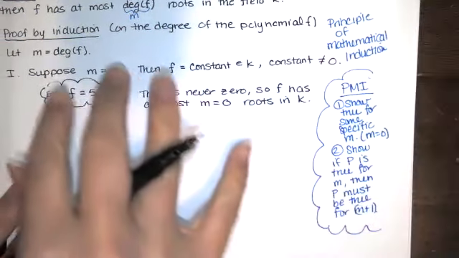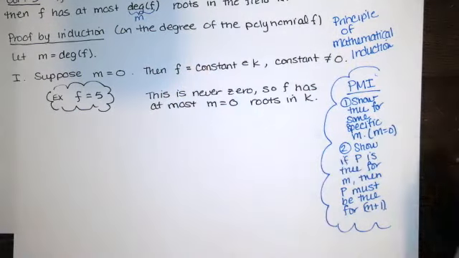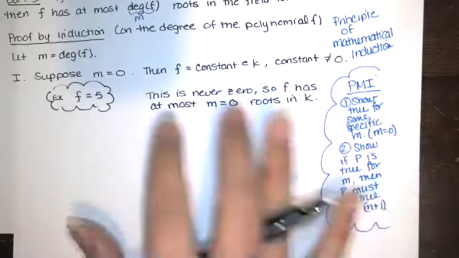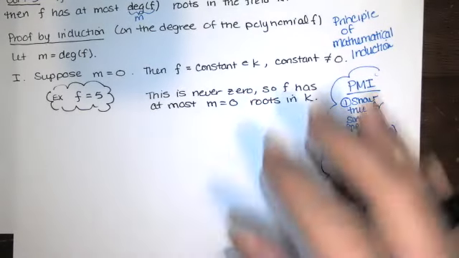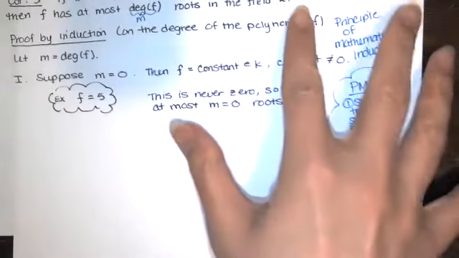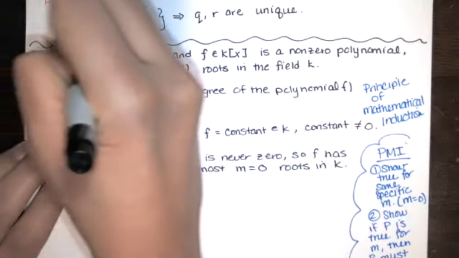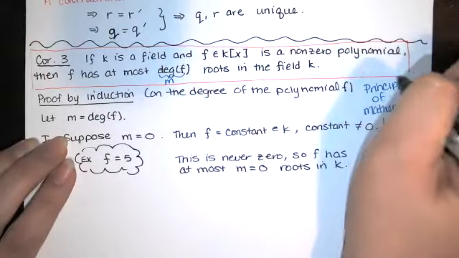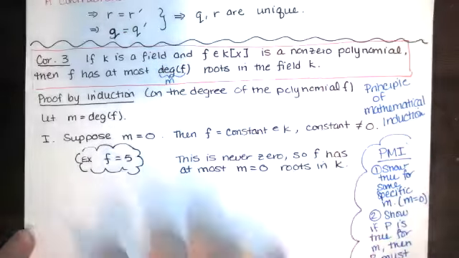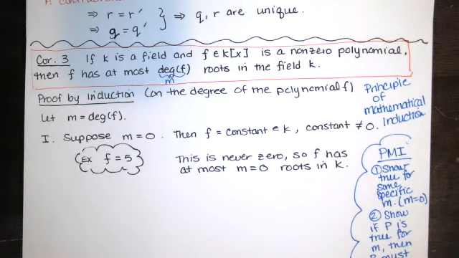Okay, so we just did the first one. 5 is never 0. This non-zero constant is obviously never 0. So obviously f has at most 0 roots in our field k. Now we want to assume that this statement is true. Our corollary is true. This is what we're trying to prove for polynomials of degree m. And we're saying if it's true for polynomials of degree m, then we want to show that it's also true for polynomials of degree m plus 1.